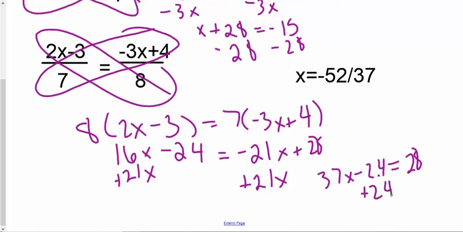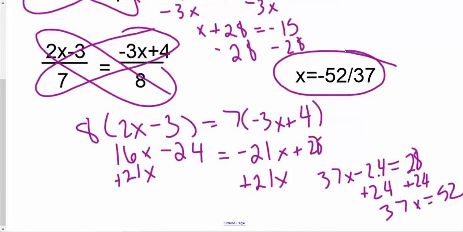Now we add 24 to both sides because adding 24 will be the inverse operation of subtracting 24, and that is a 24, not a negative 2.4. This gives me 37x equals 52, and then we divide by the 37. Oh no! I'm getting a positive answer here. Well, instead of re-recording all of that, I'm going to just change this to a positive 52 over 37. All right, sorry for folks who watched and got that same answer, just a positive instead of a negative.